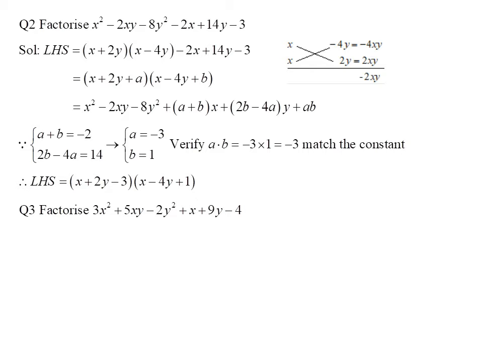Example 3 is a similar type of question. I suggest you try it out yourself. However, I just briefly explained it here straight away. Factorize the first three terms x squared plus 5xy minus 2y squared using the cross product method.